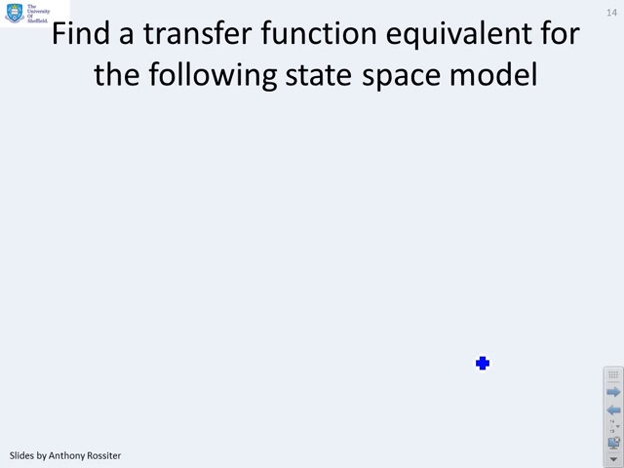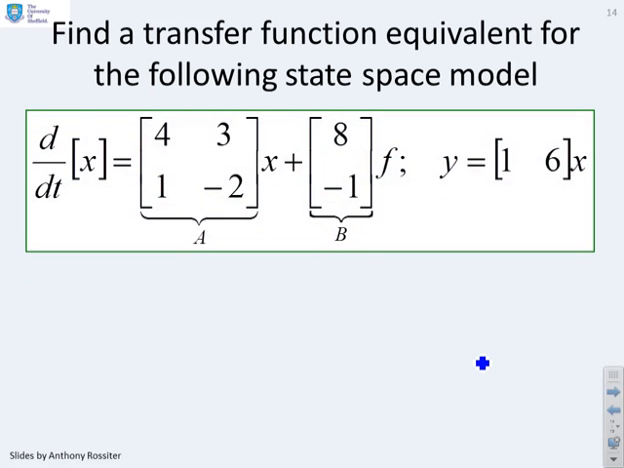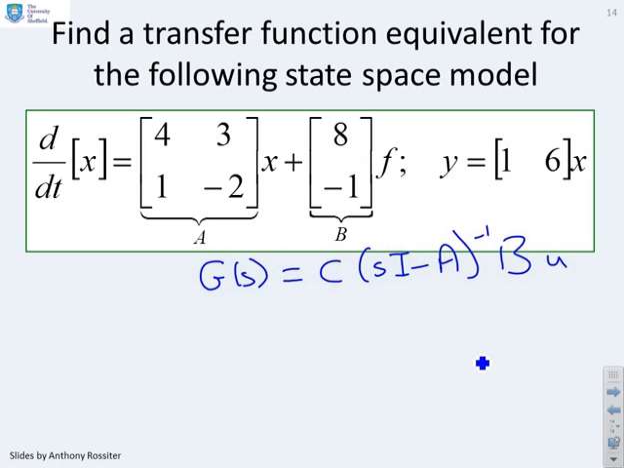Next question then. Find a transfer function equivalent to the following state space model. So there's the model, and you remember we're just going to use the standard formula which says that the transfer function G of s equals C (sI minus A) inverse B into U. So what we want is this expression here, C (sI minus A) inverse B. So the first thing and the most difficult thing is to do this (sI minus A) inverse.